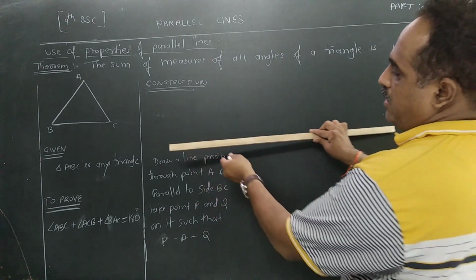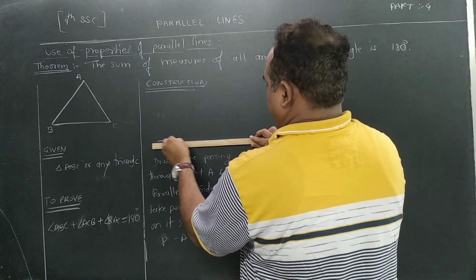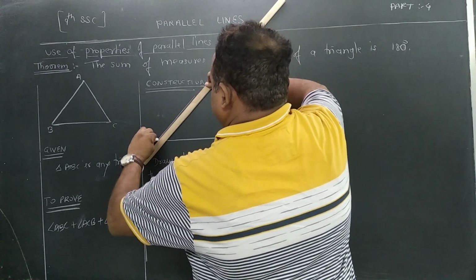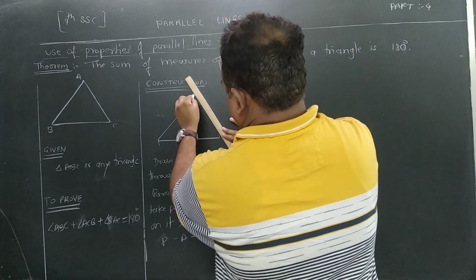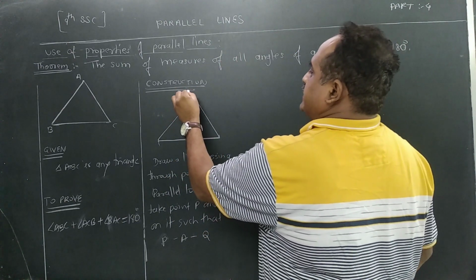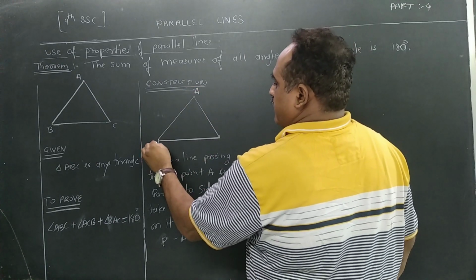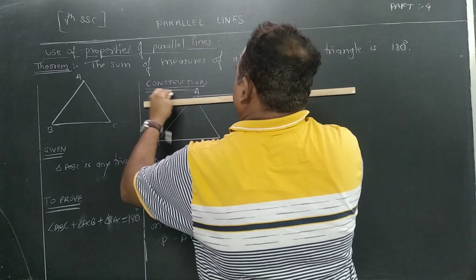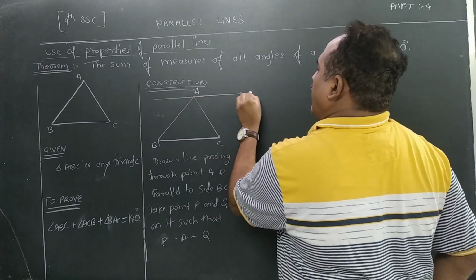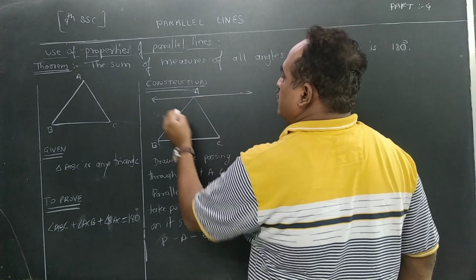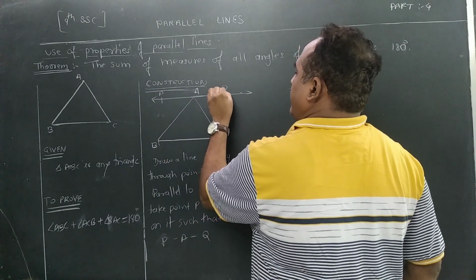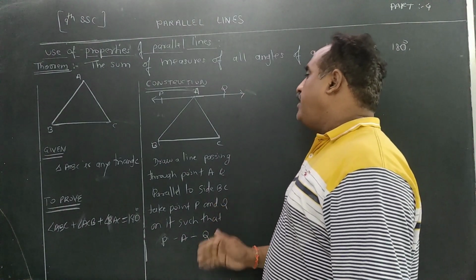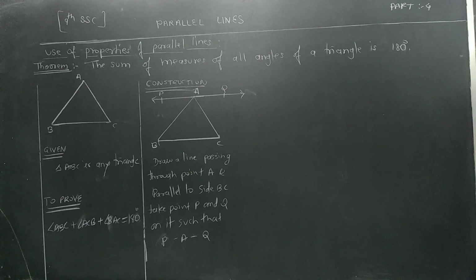So how are we going to draw? We are going to draw BC first, right? This is side BC, this is side AB, and this one is side AC. A, B and C. And we are going to draw a line which passes through point A, correct? And this is parallel to BC. So I'm going to take points P and Q on it. I think you have understood it properly.